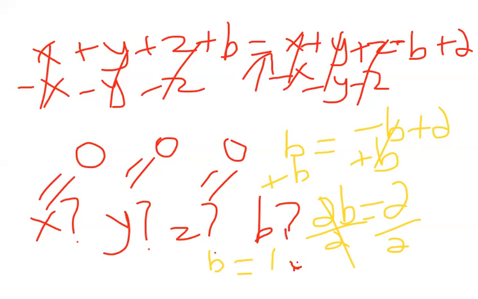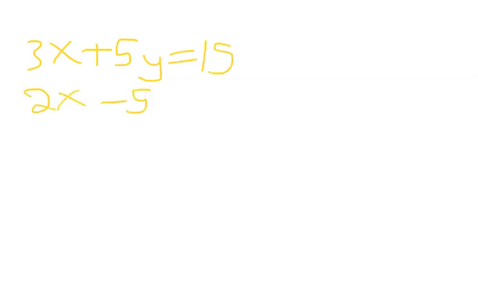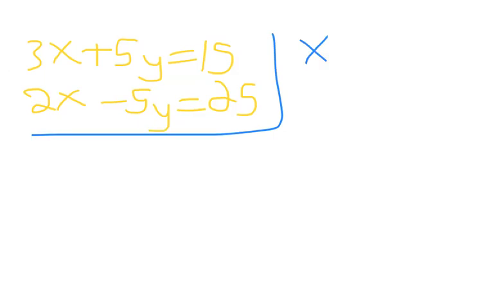All right, let's keep moving on. So you have 3x plus 5y is going to equal 15, and you have 2x minus 5y equals 25. And you want to solve for what is x, what is y. So in these systems of equations, there are 2 unknowns and 2 equations, which is nice. So we know we can at least solve this.